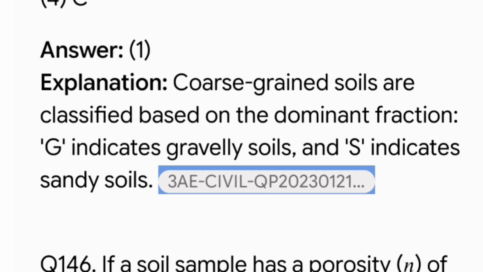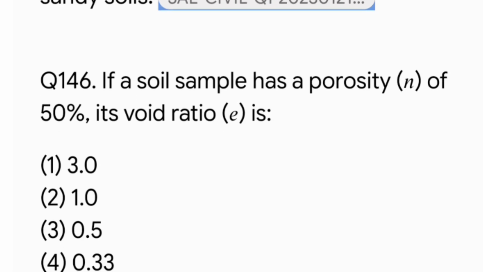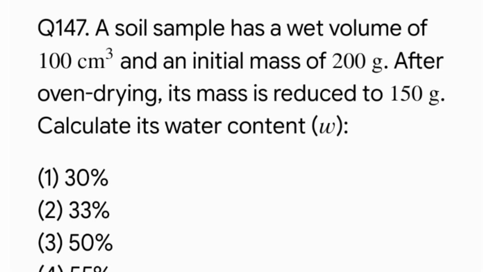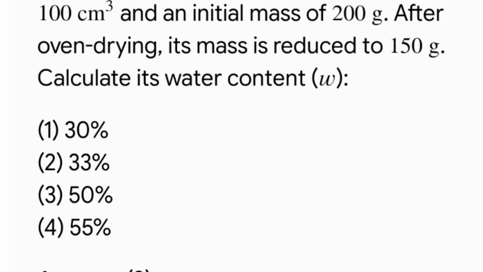Next question. If a soil sample has a porosity of 50%, its void ratio is. Correct answer option 2, 1. Next question. A soil sample has a wet volume of 100 cm³ and initial mass of 200 grams. After oven drying, its mass is reduced to 150 grams. Calculate its water content. Correct answer option 2, 33%.